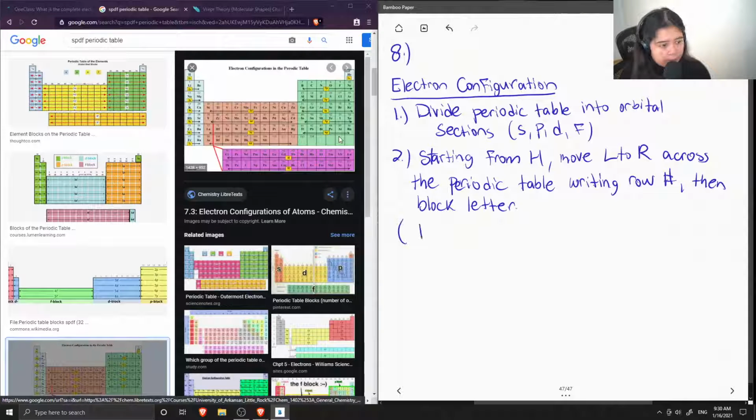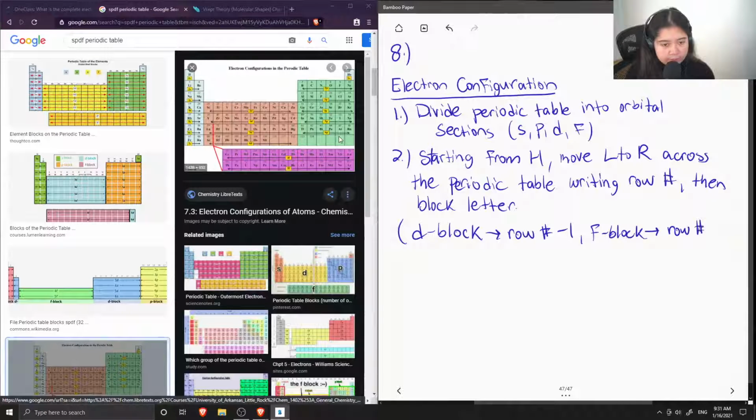And once we get to our D block, instead of writing the row number, we write the row number minus 1. And for the F block, it's going to be the row number minus 2. And we also need to write in order of increasing energy levels.